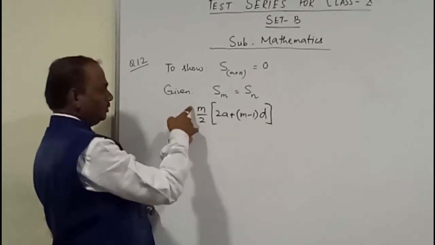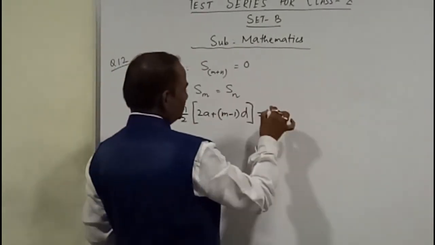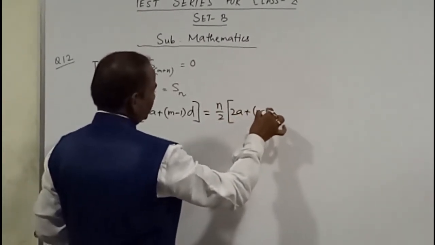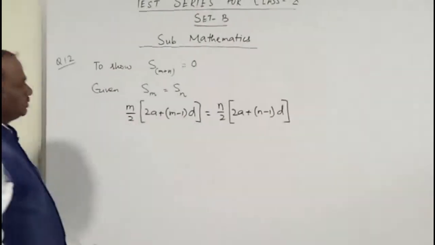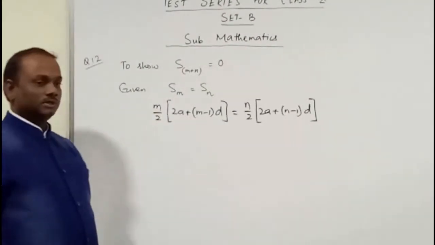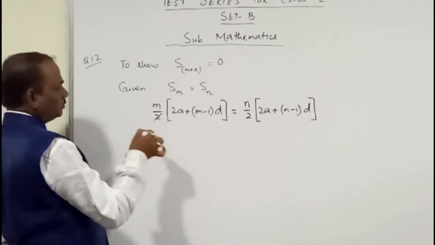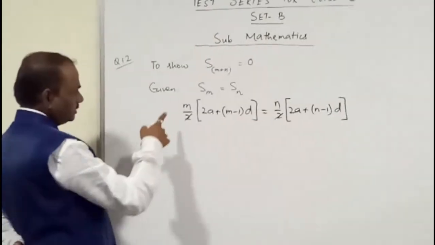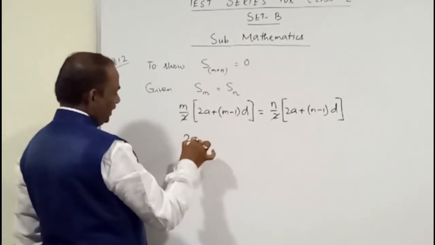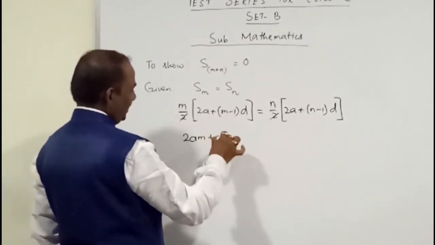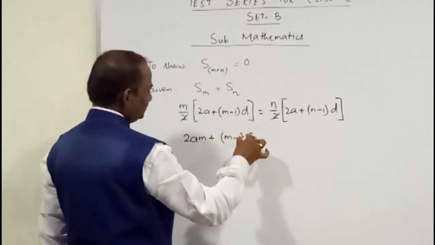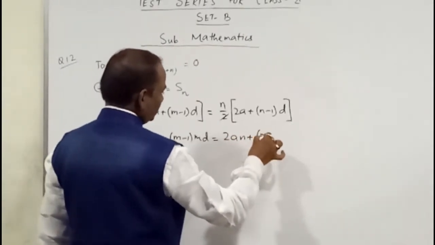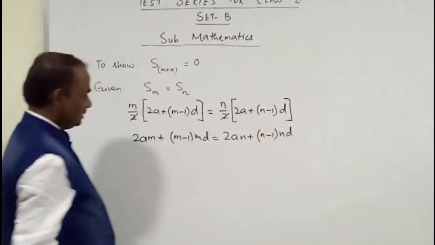So for m, the sum of n terms will be n by 2 into 2a plus n minus 1 into d. If I use this relation, I come to this particular conclusion. Now if I cancel this 2, which can easily cancel, and open the bracket, I get, multiplying with m, 2am plus m minus 1 into md, and n into this is 2an plus n minus 1 into nd.